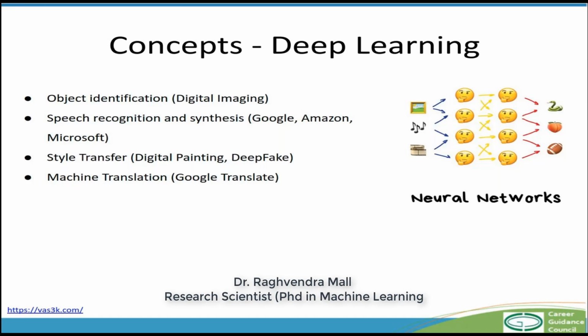Speech recognition and synthesis: Google, Amazon, Microsoft, all of them are using it to come up with things like Google Translate, Google Transliterate. All of these are systems which are using deep learning models for doing speech recognition and synthesis of speech, or generating speech also. People who cannot speak can use devices and then generate speech. These kinds of products also use deep learning models. Style transfer: you can do a digital painting, you can transfer the style of Van Gogh to your photo, an image that you have taken.